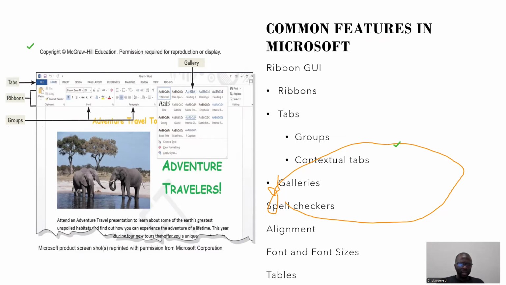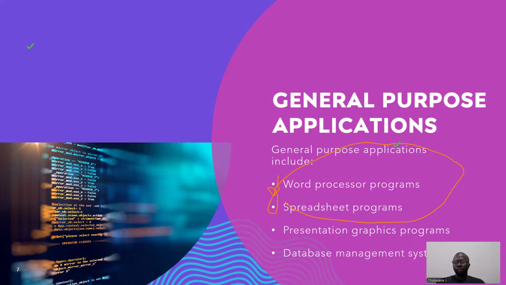Then you have your group, which comprises your font, your paragraphs, and all those things. And then within the line of your ribbon, where you see your gallery, as you can see here, they're all part of what constitutes the components of your typical Microsoft Word document. Okay, and they are all used to perform different tasks, as you can see on your screen.